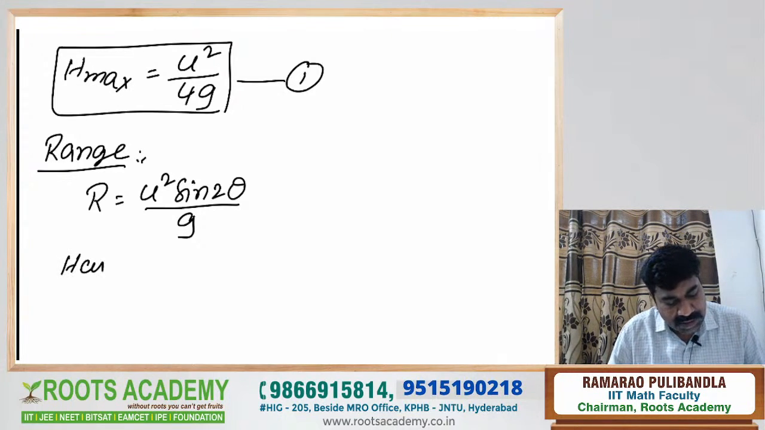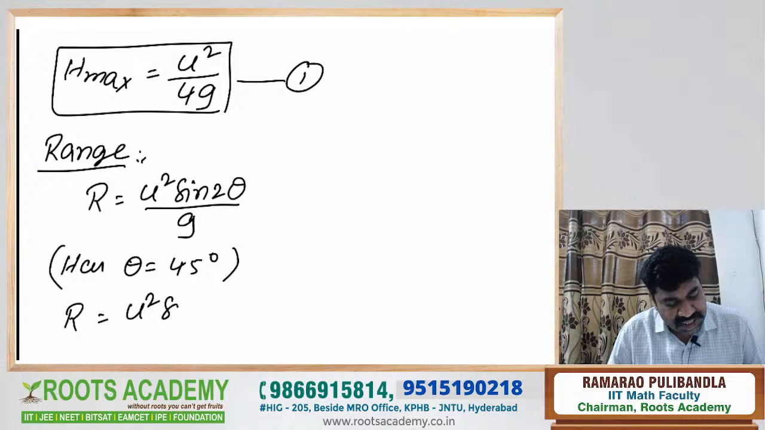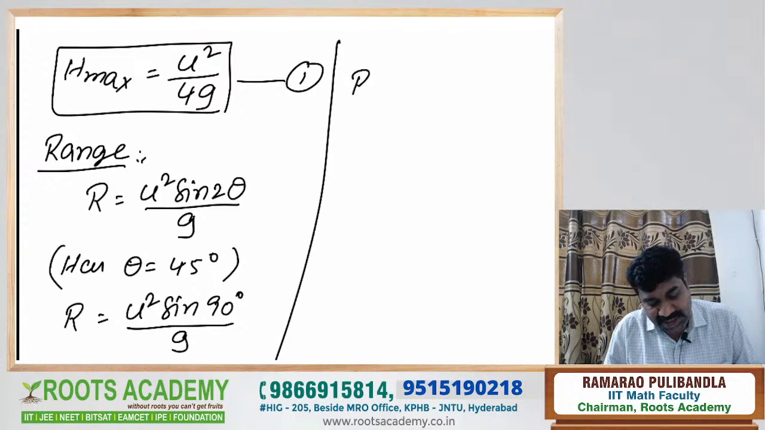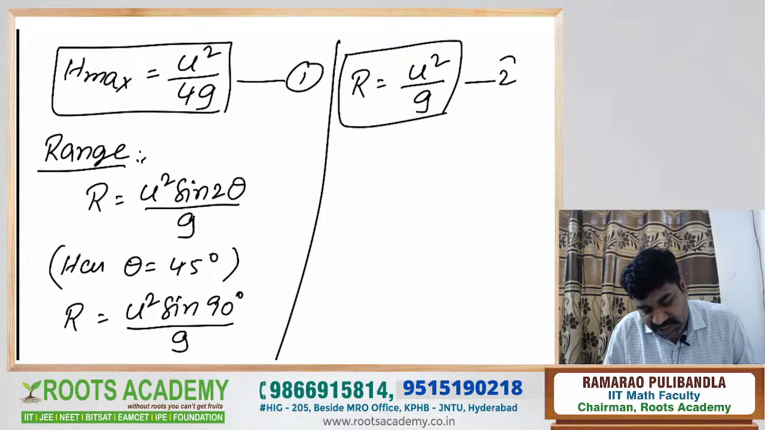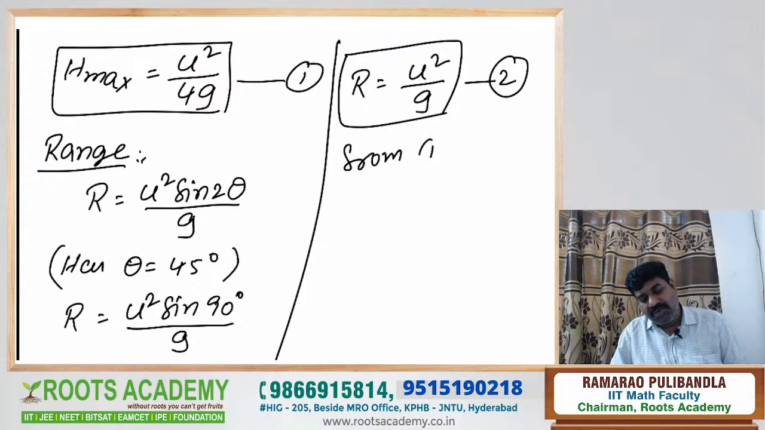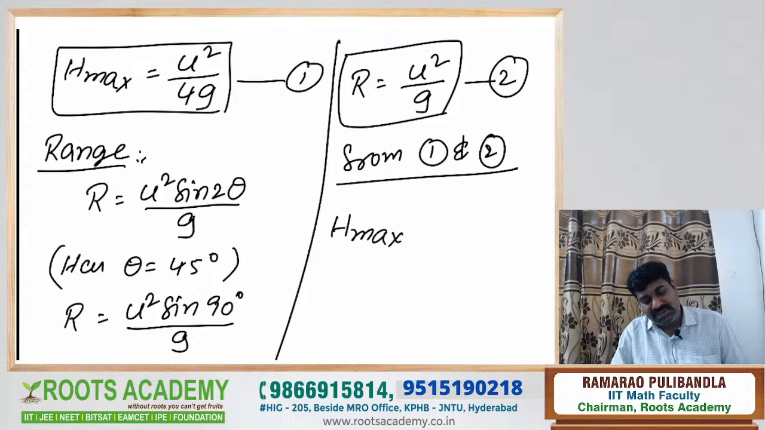Here theta is given as 45 degrees, so range R is equal to U square sin 2 into 45, which is sin 90, by g. Sin 90 is 1. Range R is equal to U square by g. This is equation number 2. From 1 and 2, it is clear that H max is equal to R by 4.